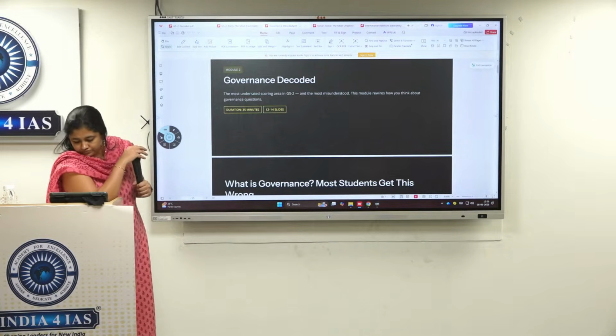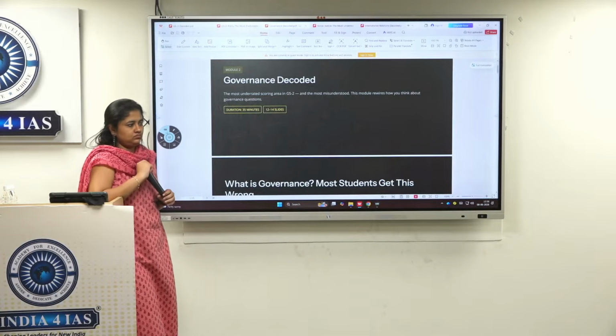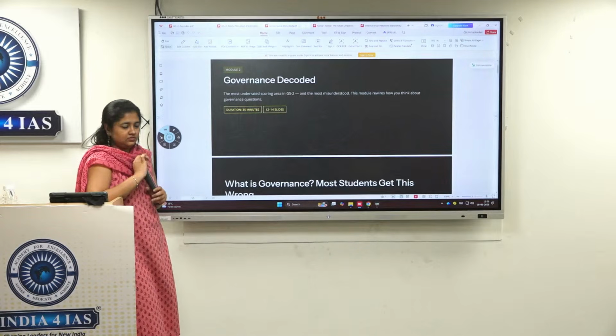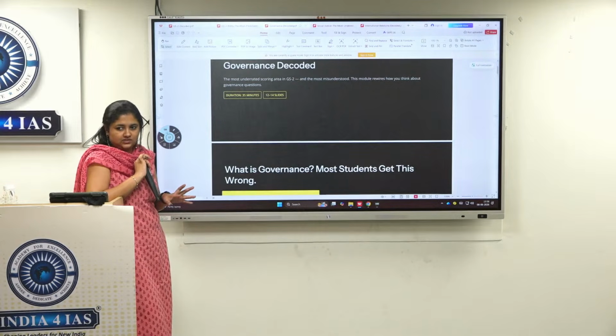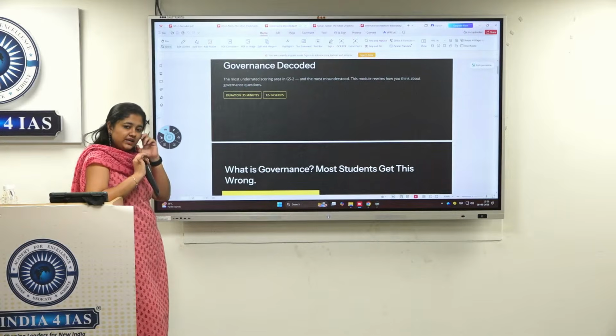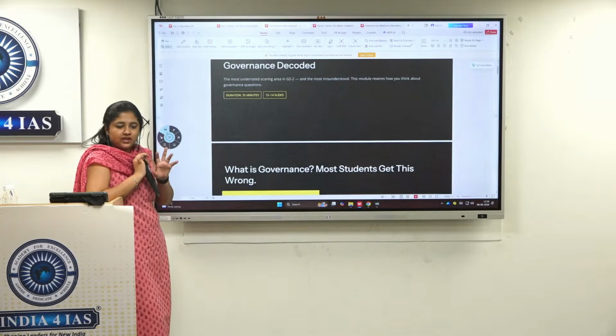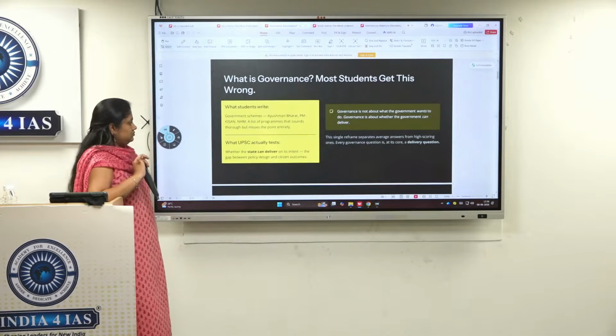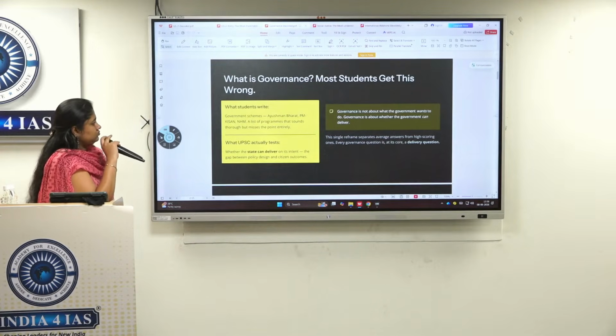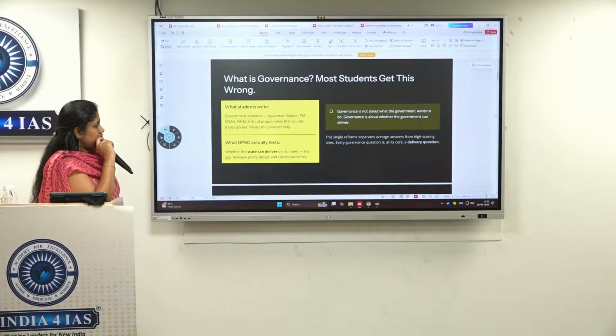What is governance? Governance has a lot of overlap with ethics, if you see. Applied polity is also a form of governance. So for governance-related aspects, you have to fill the answer paper with examples and case studies. Case studies can also come from the best practices model. Go through that.